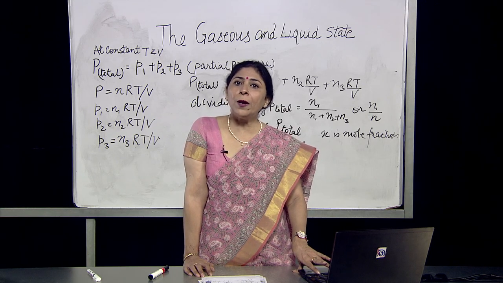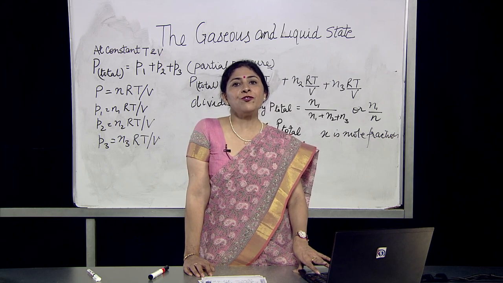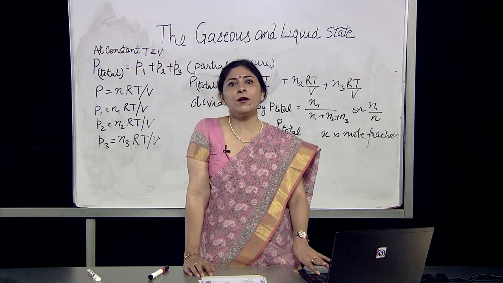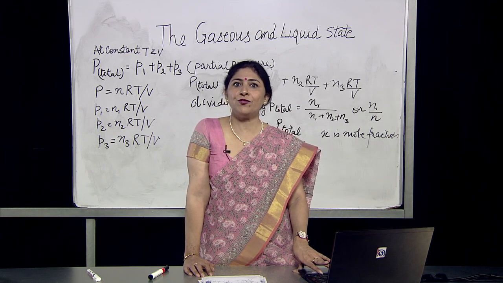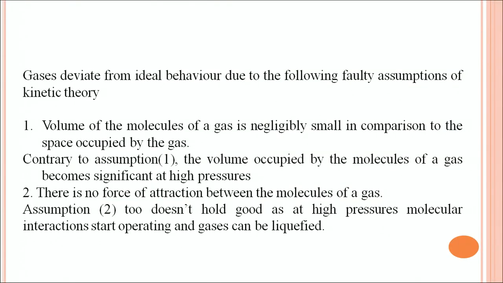Thus, a straight line is obtained for the ideal gas when the Z versus pressure graph is plotted, but for the real gases, different curves are obtained. Now gases deviate from the ideal behavior due to the following faulty assumptions of kinetic theory. First is, in kinetic theory, the volume of molecules of gas is negligibly small in comparison to the space occupied by the gas. But contrary to assumption one, the volume occupied by molecules of gas becomes significant at high pressure. As I have shown you with the syringe example, when we apply pressure, the volume becomes lesser. So we can see that there is a significant volume of the gases.